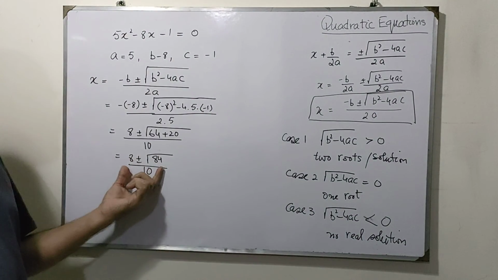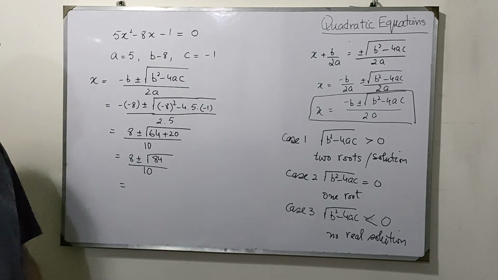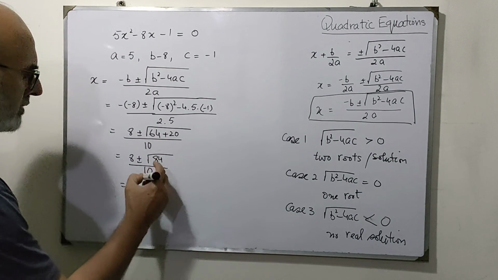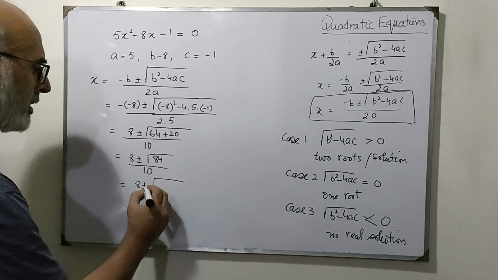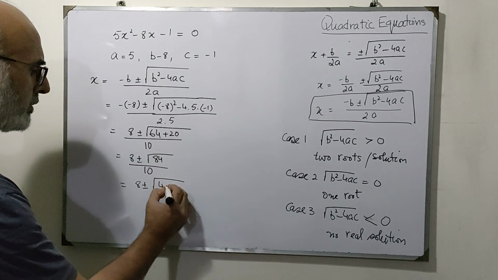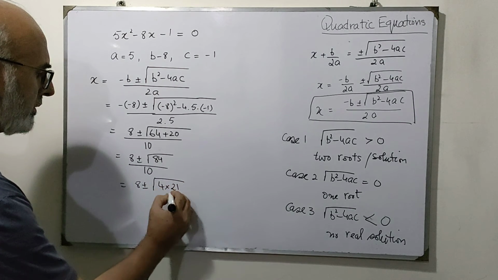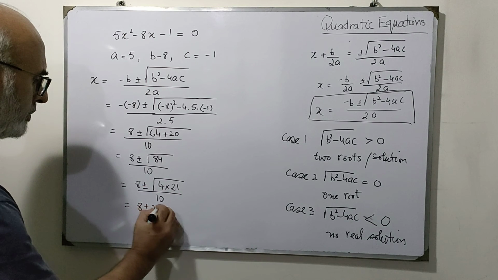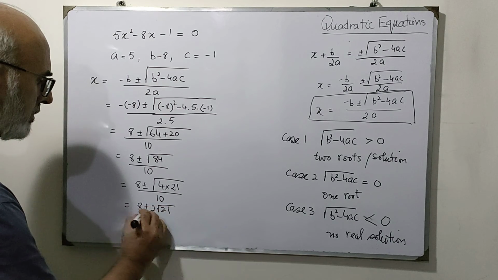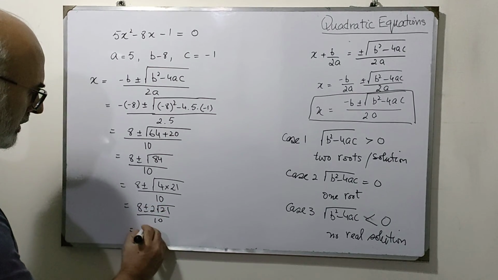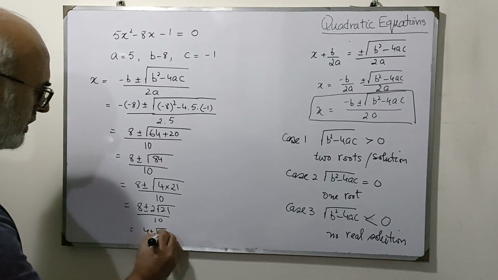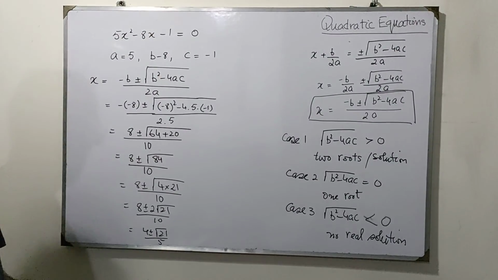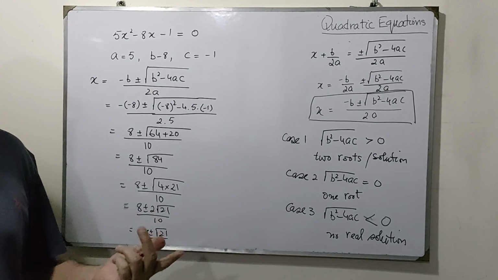Now you can use the calculator and simplify this to get the answer, or what we can do is write 8 plus minus the square root of 4 into 21 over 10, so it is 8 plus minus 2 into root 21 over 10, which means 4 plus minus root 21 over 5. This is the way we can simplify it, and you can use the calculator to find the values.